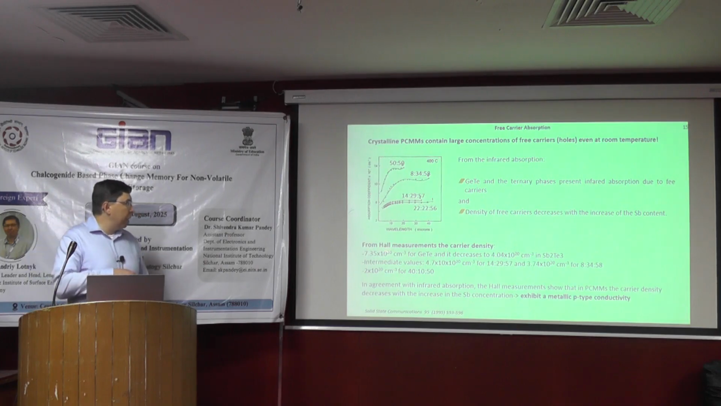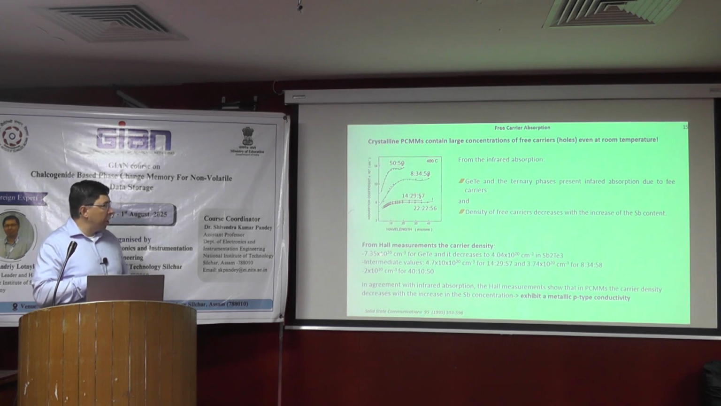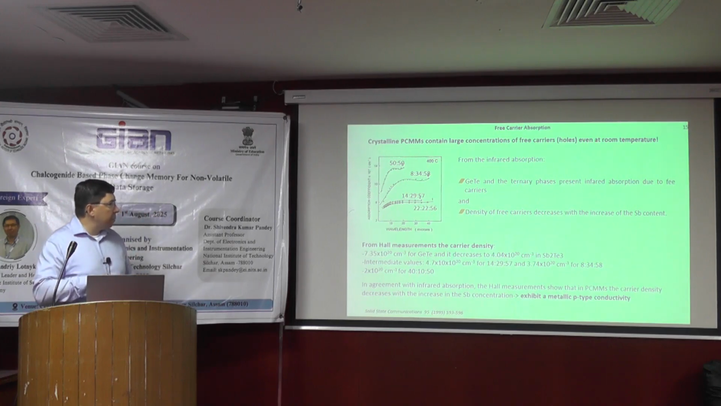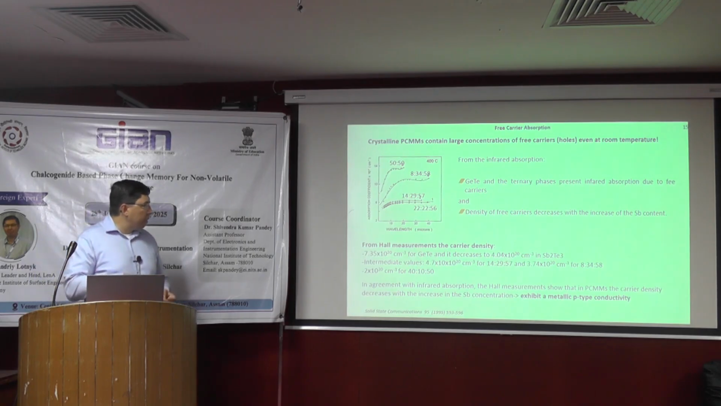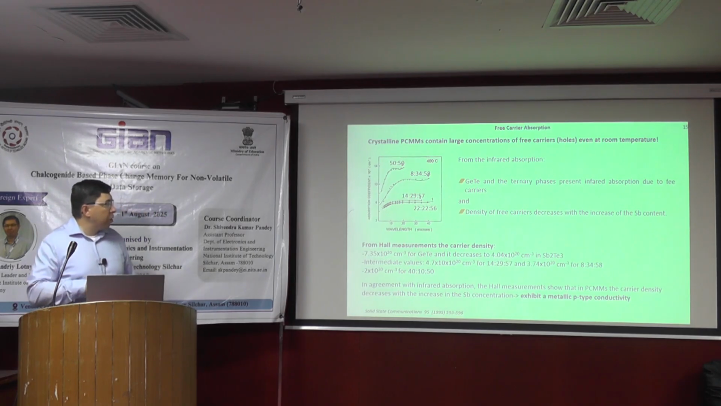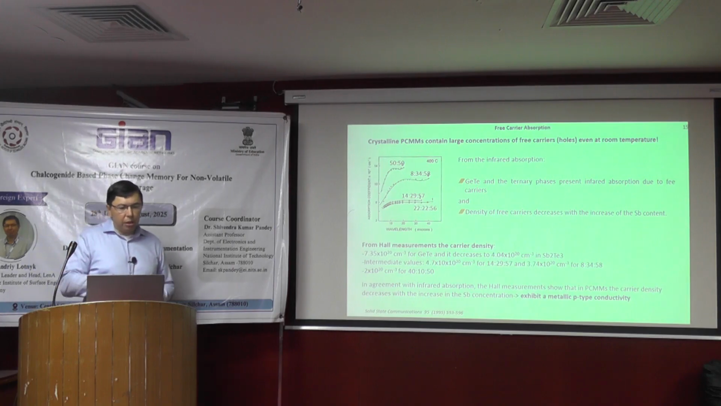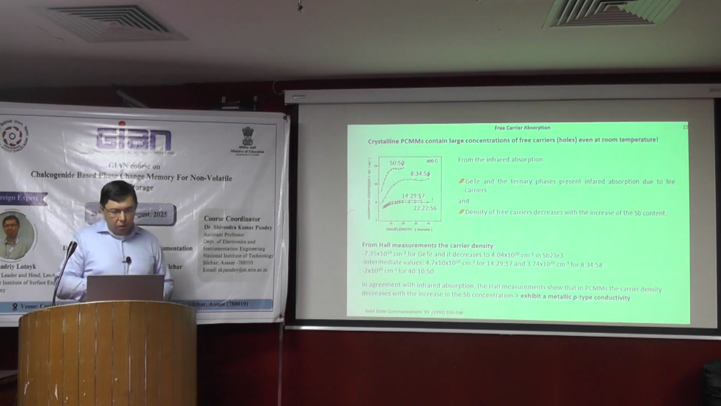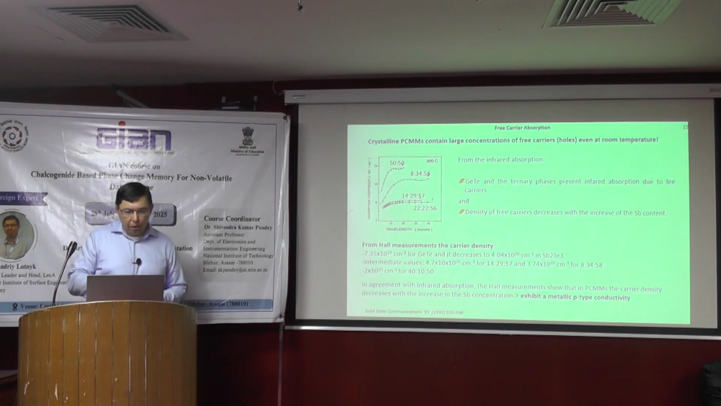And from the Hall measurements, you can identify the carrier density in these materials. So for all compositions, it's in the range of 10 to the 20 centimeter to the minus 3. Compositional dependence, but it contains very high carrier density. And so what does it show? It shows that these materials exhibit a metallic p-type conductivity due to these high free carriers in the material.